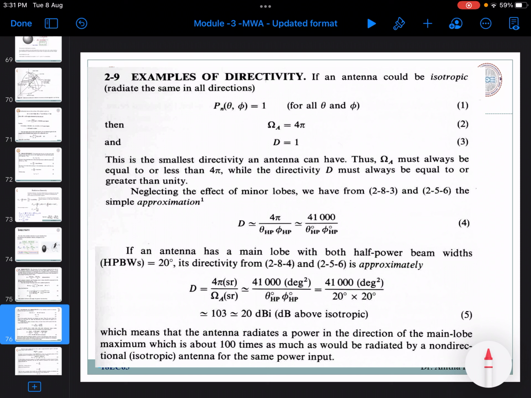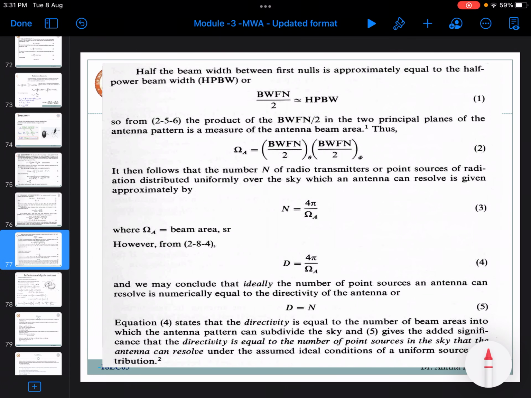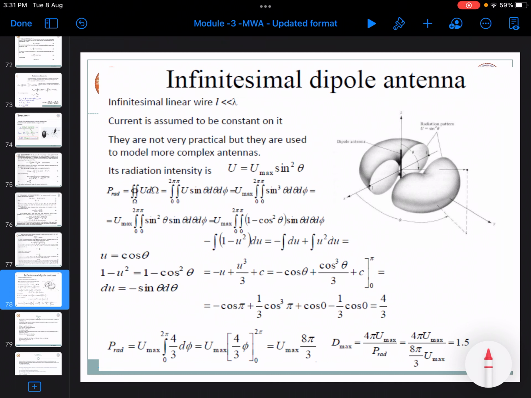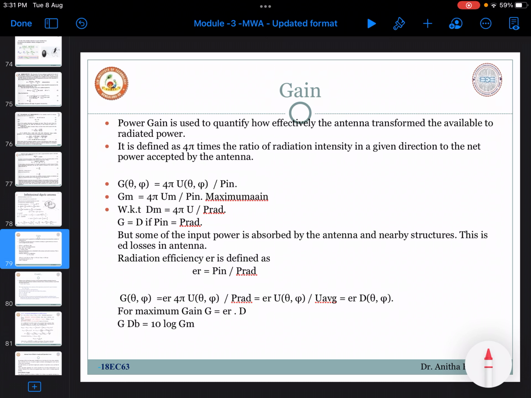So this is an example during the conversion process. You can have it either in degrees or in radians. Suppose you know omega A in degrees, directly you can convert that as 41253, or 41,000, divided by degrees. And this is again another parameter. This is an example of considering an infinitesimal dipole, evaluating the radiation pattern, and from the radiation pattern the directivity.